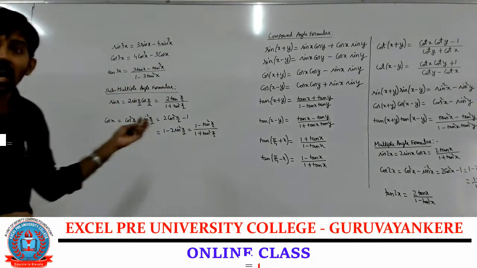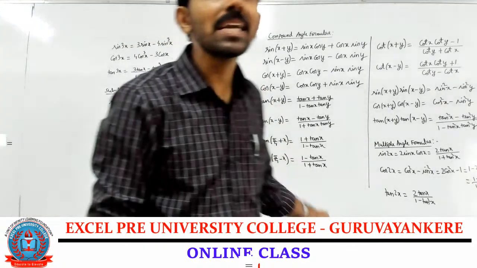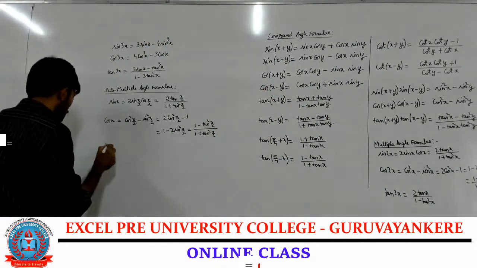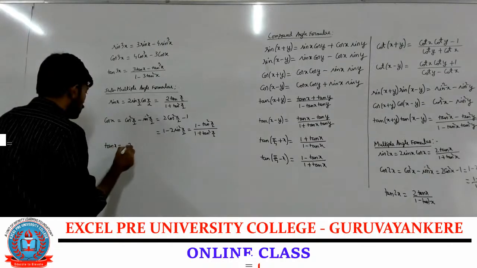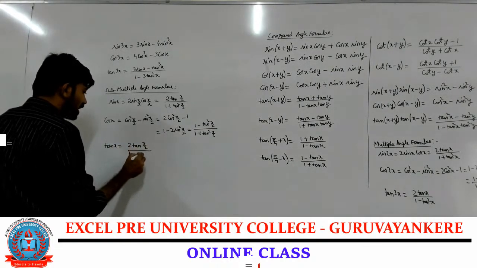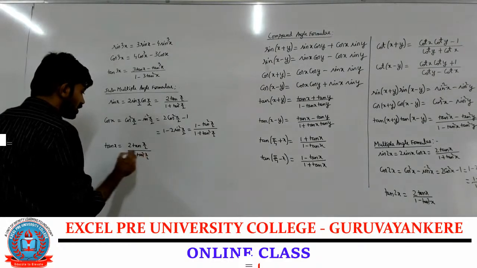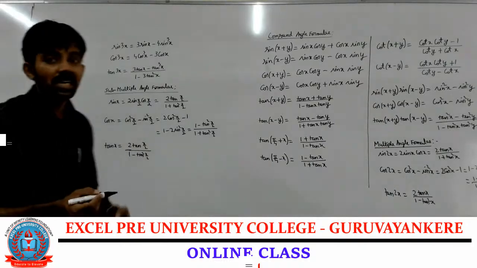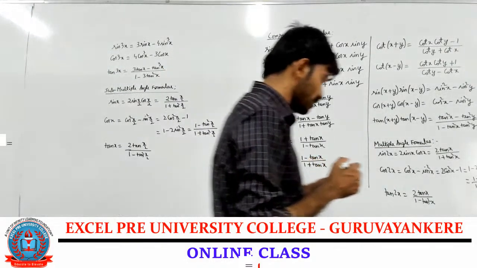These are also called half angle formulas or submultiple angle formulas. Tan x is 2 tan x by 2 divided by 1 minus tan square x by 2. These are called submultiple angle formulas or half angle formulas.